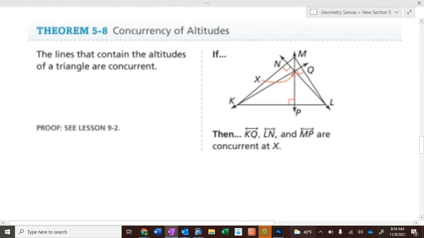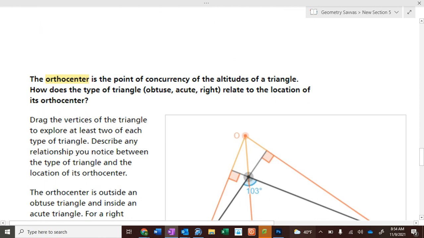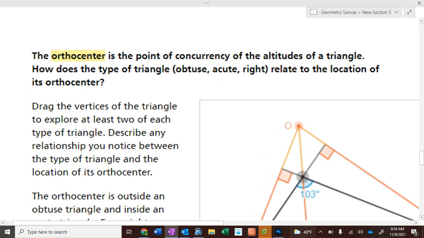Okay, altitudes. All the altitudes will cross at a certain point, and that point is called the orthocenter. The orthocenter is a point of concurrency of altitudes. So where the three altitudes intersect, that's the point of concurrency.